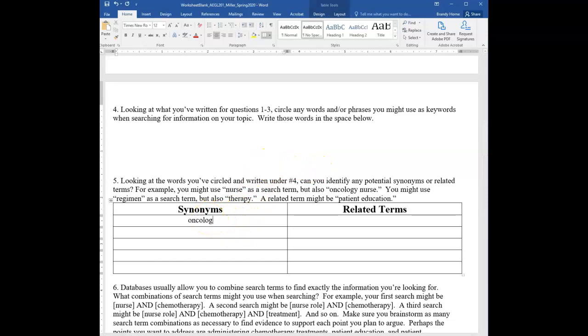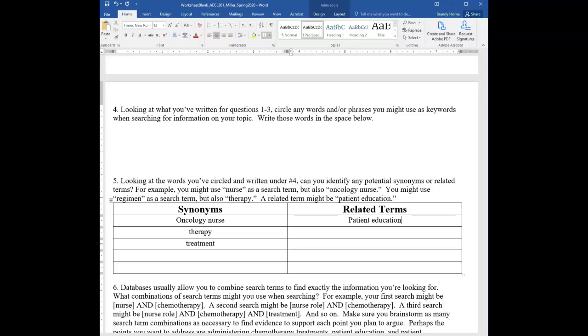So oncology nurse might be a kind of synonym for nurse. I know it's more specific, but it's the same kind of idea that gets you in the direction that you want to go. You might use the word therapy, or you might use the word treatment, right, as synonyms for regimen, right? Also related to this, when you're talking about the role of the oncology nurse, part of that role are going to be things like patient education. So when we talk about related terms, we're thinking of other things that, again, are related to our topic that will allow us to target specific aspects of our argument and specific types of information to support that, right?